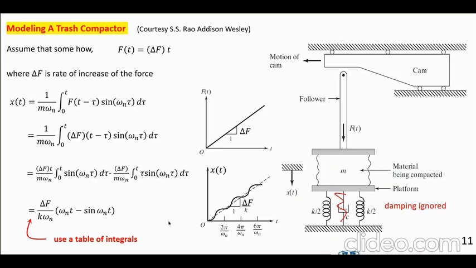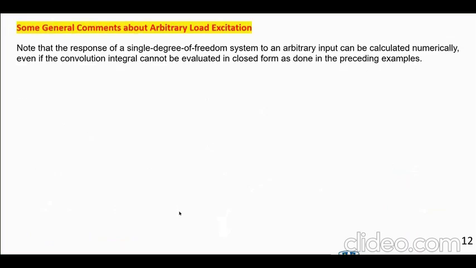So notice that the solution is, of course, this linear variation. This first term is that linear variation, and on it there is this sinusoidal thing superposed. So when you add them up, you get basically a sine curve going up along that line. Okay? Some general comments about arbitrary load excitation.